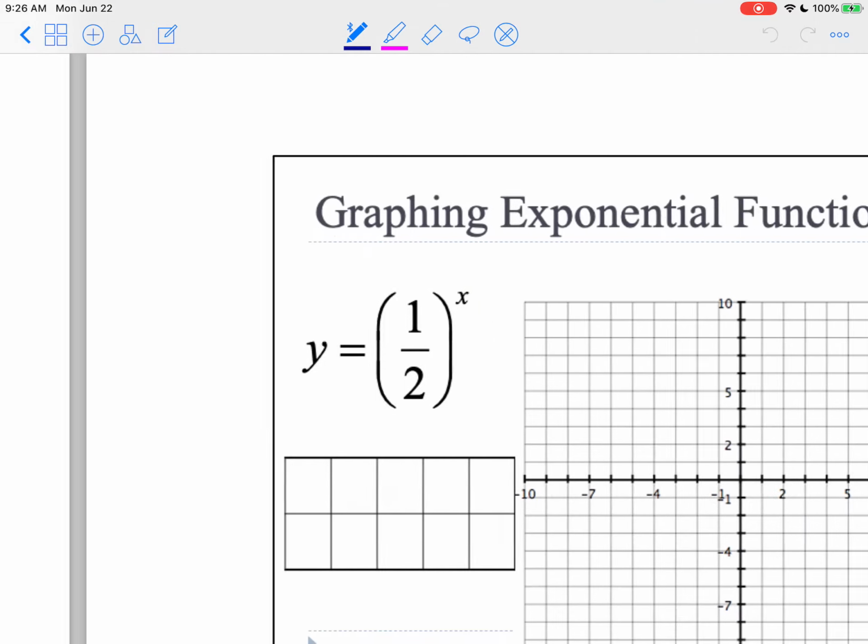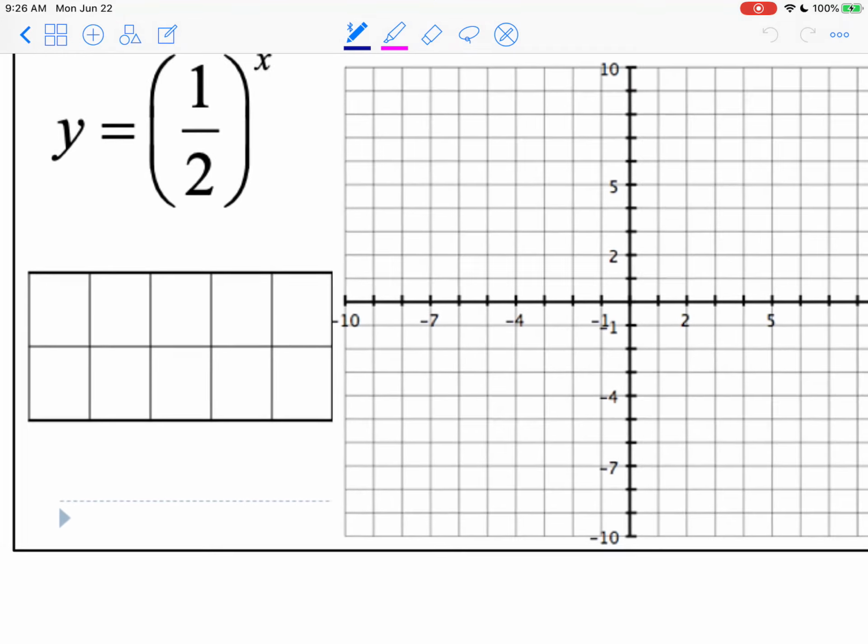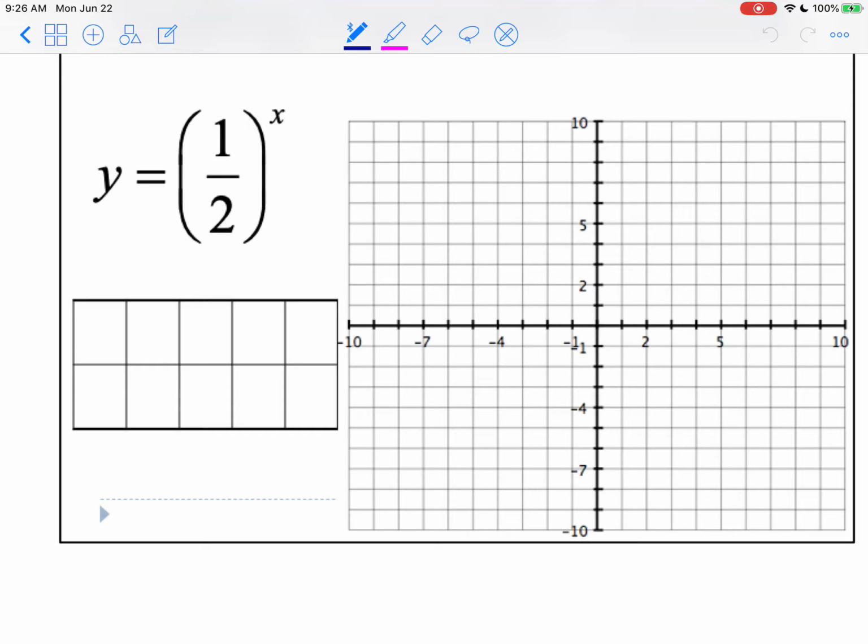All right. So now let's graph 1/2 to the x. So when I graph 1/2 to the x, I'm going to use the same x values, negative 2, negative 1, 0, 1, and 2. And y is going to give me some values. Let's start with 0 again. 1/2 to the 0 is 1. When I plug 1 into x, I'm going to get 1/2. So this is already a fraction, 1/2.